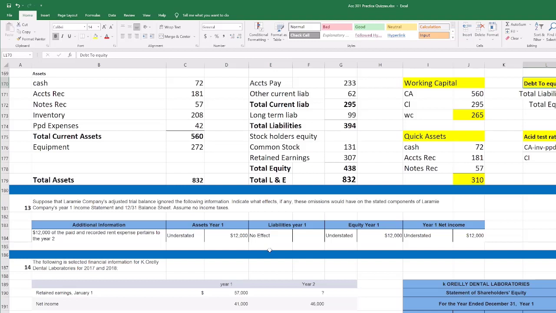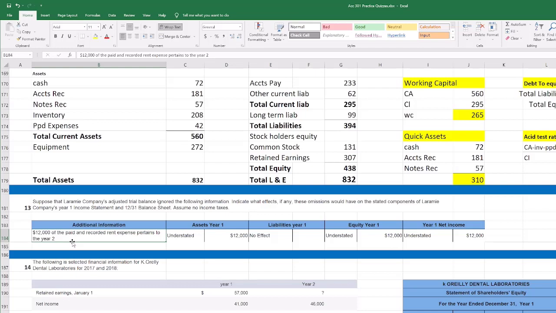All right, suppose that Laramie Corporation's adjusted trial balance ignored the following information. What effects, if any, would these have on the stated components of Laramie's year one income? So $12,000 of the paid and recorded rent expense pertains to year two. So maybe we prepaid for 2 years and we expensed it all in 1 year. So that could very well happen.